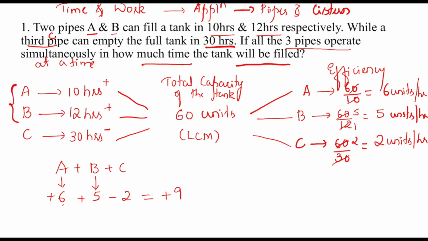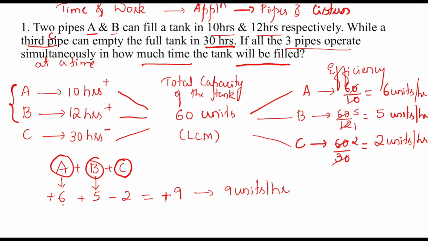So when all three are operating together, we got plus 9, means what? Even though C is removing water, these two are filling water, isn't it? So even if pipe C is removing, we got plus 9, that means 9 units per hour is filled when all three are operating together.